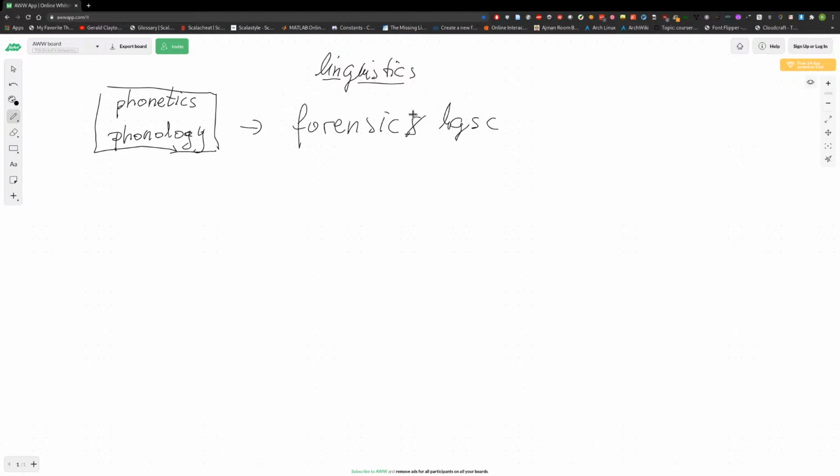which stands for linguistics, okay? So just use this shortcut. Okay, so this is the study of sounds and sound systems. This is the first group of the linguistic domains.